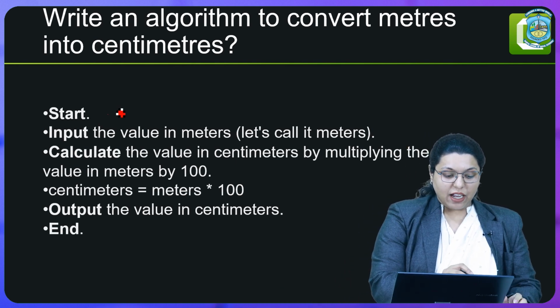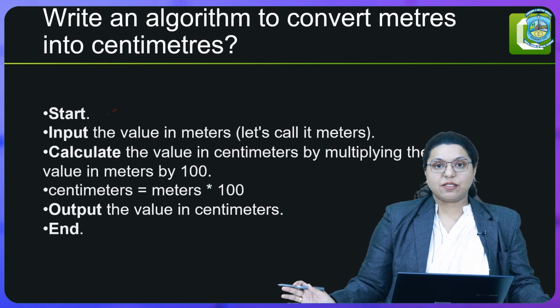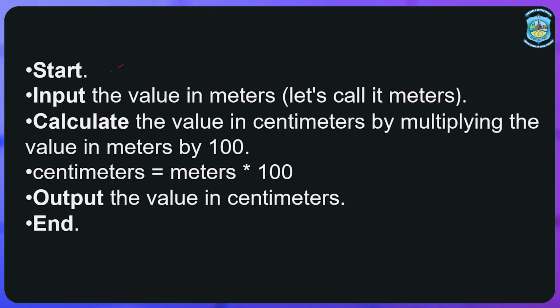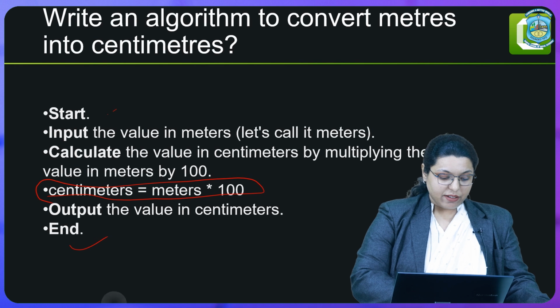First we have to write start, input the value in meters, let us call it meters, and calculate the value in centimeters by multiplying the value in meters by 100. So, here is the solution: centimeters is equal to meters into 100. Output, that will be in centimeters, then end. This was a simple algorithm to convert meters into centimeters.